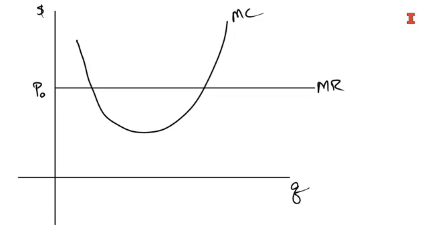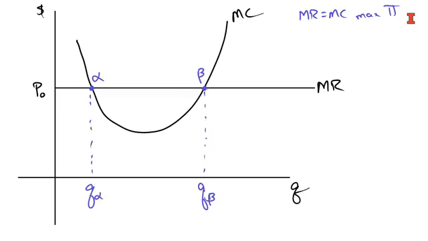And so if I ask you, hey, remember the rule, you want to have marginal revenue equals marginal cost to maximize profit, where is that? Well, the first thing you're going to know is, hey, Larry, there's two of them. There's an alpha and there's a beta. We'll call this Q sub alpha. We'll call this Q sub beta. Marginal revenue equals marginal cost. Which one of these maximizes profit?